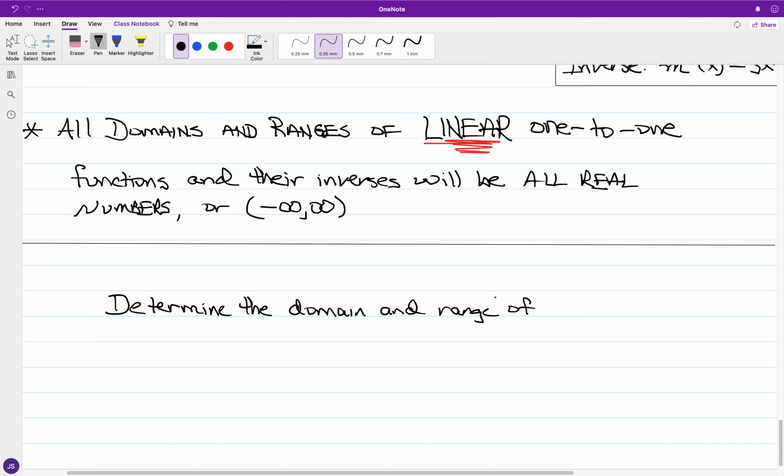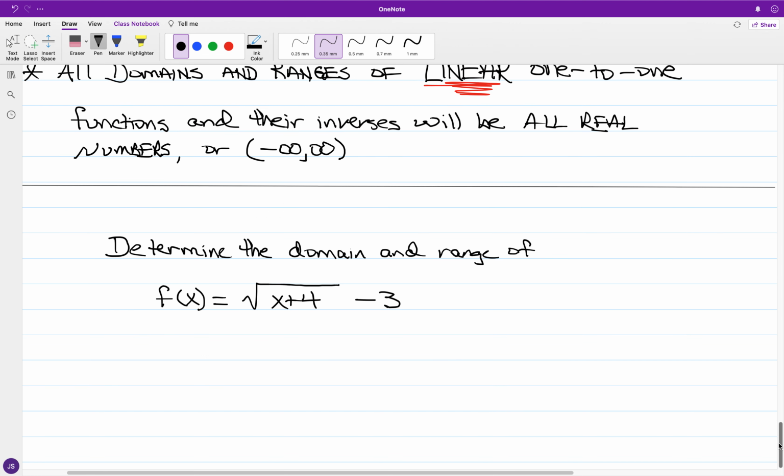If I'm looking for the domain and the range, and so we have f of x is equal to the square root of x plus 4 followed by the subtraction of 3. Okay, so you have f of x equal to the square root of x plus 4 minus 3. So you're going to have some restrictions placed. Okay, first of all, we have the square root radical.